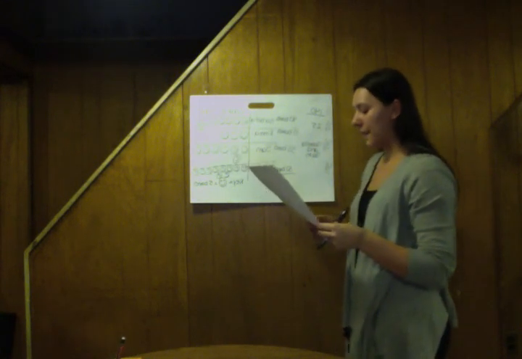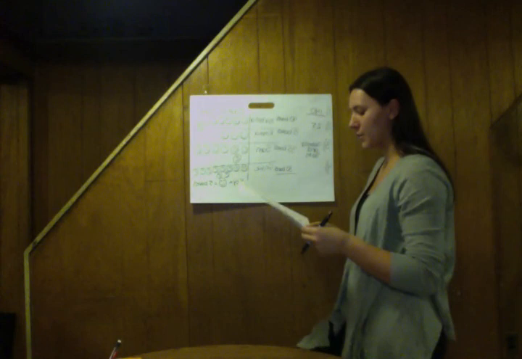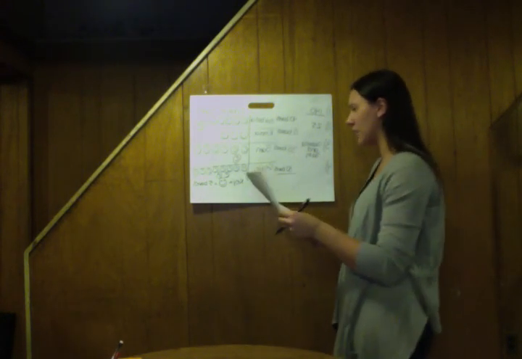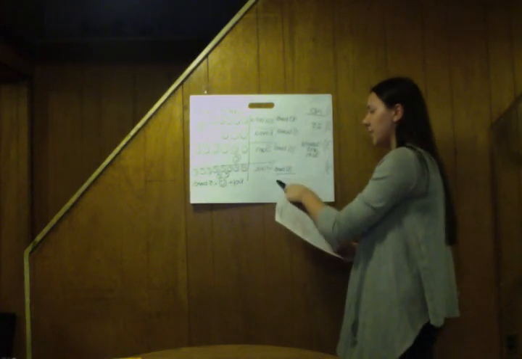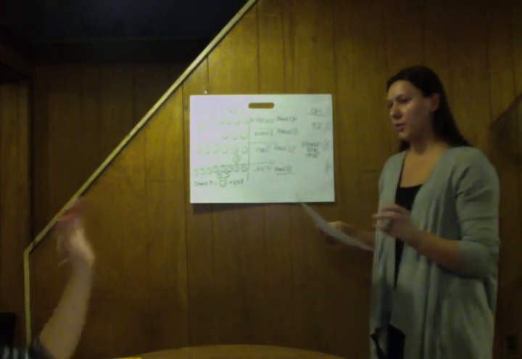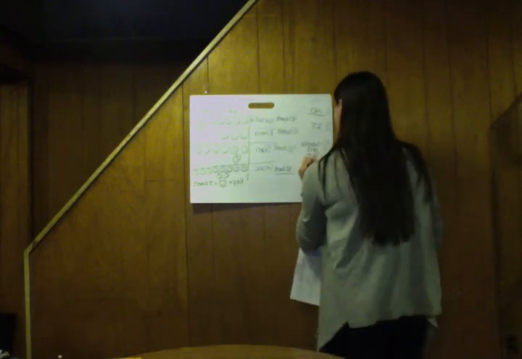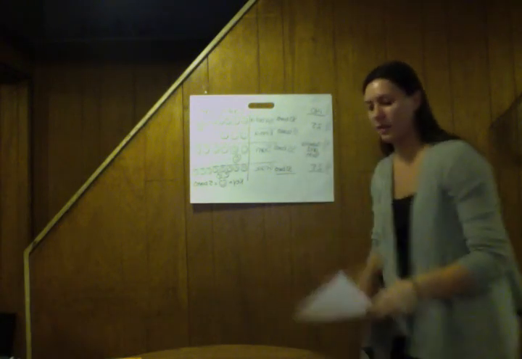And number 4, half of the cookies sold by Grace were Thin Mints. How many boxes of Thin Mints did Grace sell? So if she sold 50 boxes in total, and half of them were Thin Mints, what was the other half? 25. Good, 25. You guys did good with this lesson.